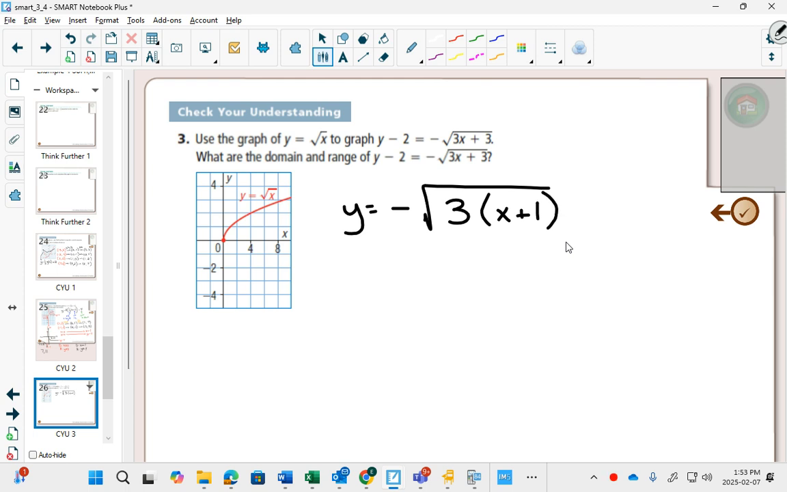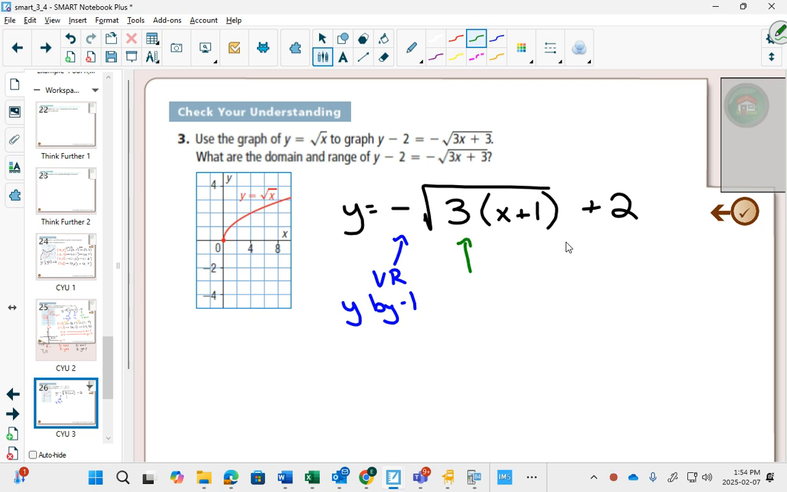And you'd have to first remember to factor it. Because we have a horizontal compression and a horizontal translation, but it wasn't in factored form. And then I'm going to add the 2 to the other side. So we can do our labeling. This negative is a vertical reflection. That multiplies your y value by -1.